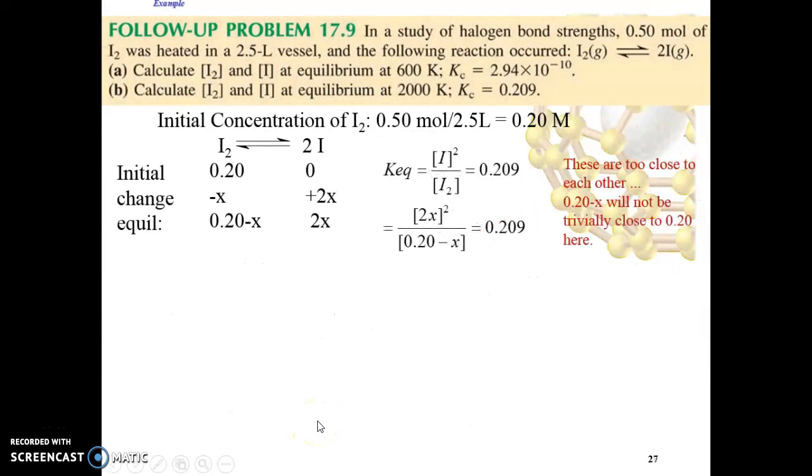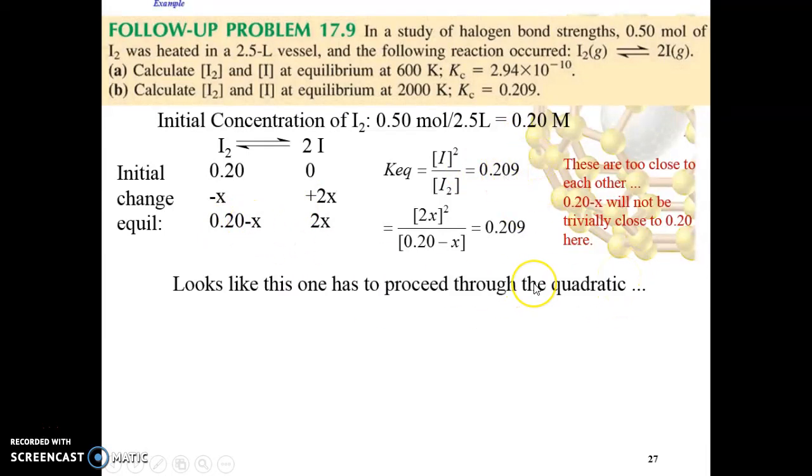Okay, if you have a situation where the numbers are not very different, so here if KEQ is only 0.2, then you can't ignore the minus x, and so then you have to solve it quadratically.